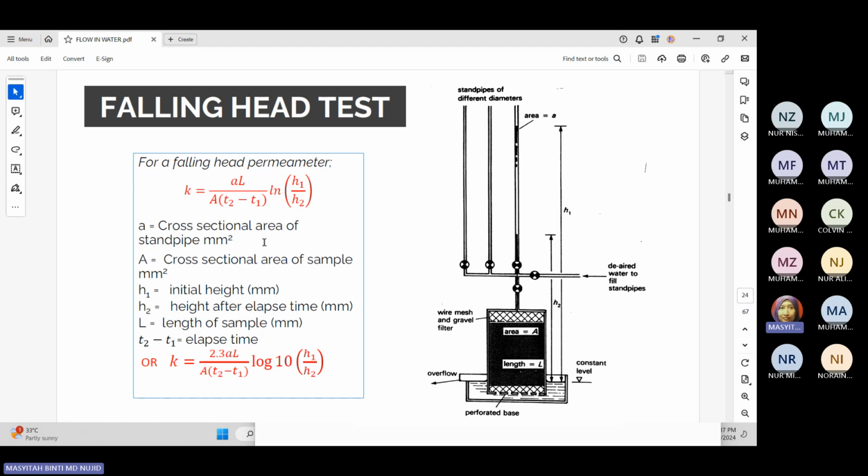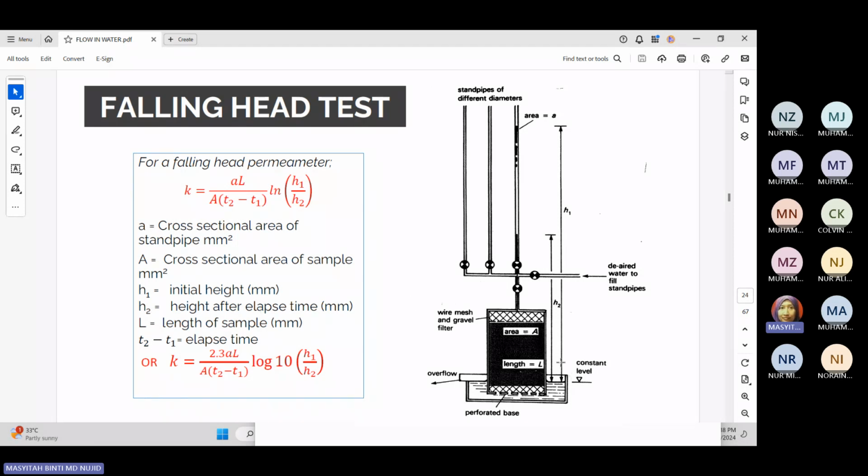So A, you kena tahu beza. Small a is a cross-sectional area for standpipe. Capital A is a cross-sectional area for sample. So sampel kita duduk kat dalam ni, so kira lah berapa kita punya luas. Selalunya luas dia adalah pi d square over 4 saja. Kecuali dimension difference.